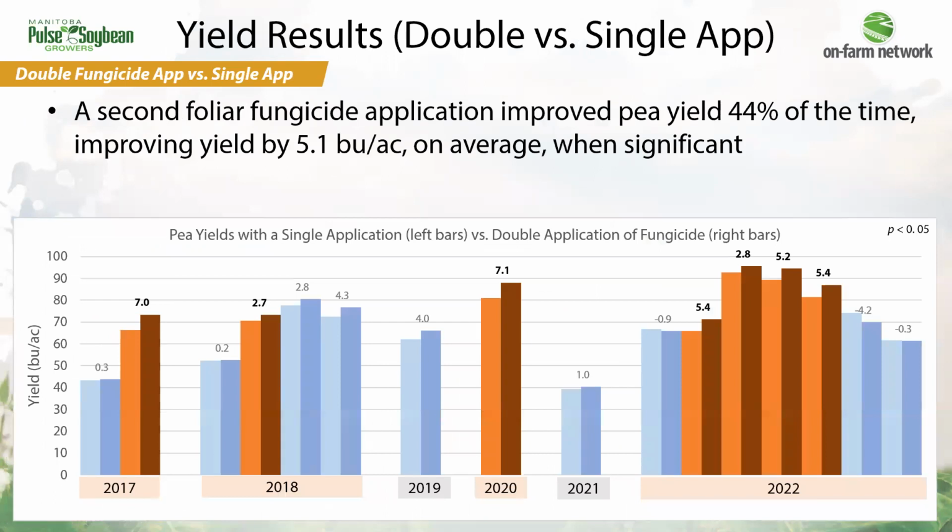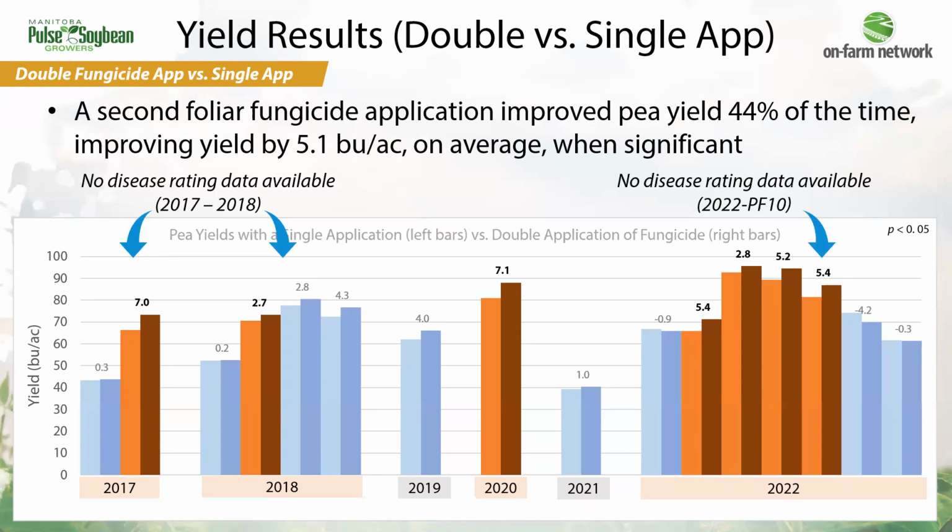And that takes us to the yield results from these 16 single versus double trials. So a second foliar fungicide application improved pea yield 44% of the time, improving yield by 5.1 bushels per acre on average. So we are seeing a more frequent yield response than we saw with single versus none trials, and we're also seeing a bit bigger yield response on average to that second application of fungicide.